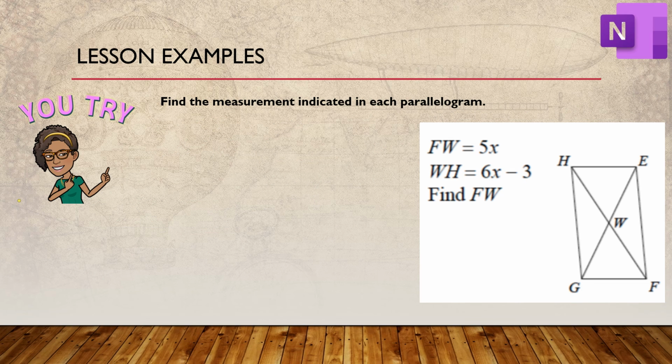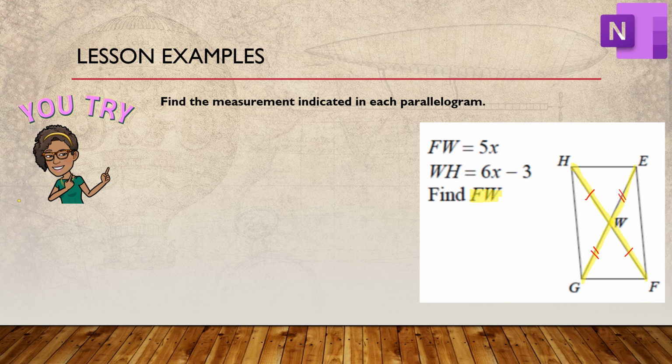All right, let's look at the next one. It says here, we are trying to find FW. FW is located here along diagonal FH. And remember, diagonals of a parallelogram bisect each other. So that means that we have HW congruent to FW, and we have GW congruent to EW.